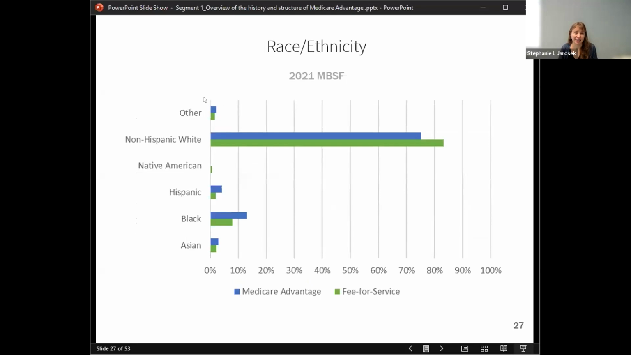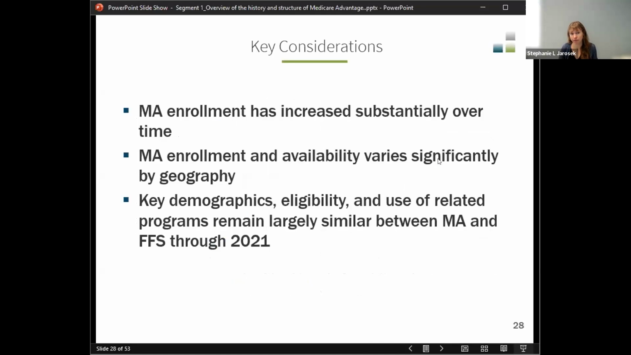And again, this is just more of a breakdown of the race. We had seen before that Medicare Advantage plans have more diversity in terms of who they're serving, especially with Black beneficiaries, whereas fee-for-service has more non-Hispanic white beneficiaries. So when we think about Medicare Advantage, we know that enrollment has increased substantially over time, and it varies by geography. So these are things to keep in mind as you might want to plan a study. But overall, the key demographics, eligibility, and use of related programs are pretty similar between MA and fee-for-service.